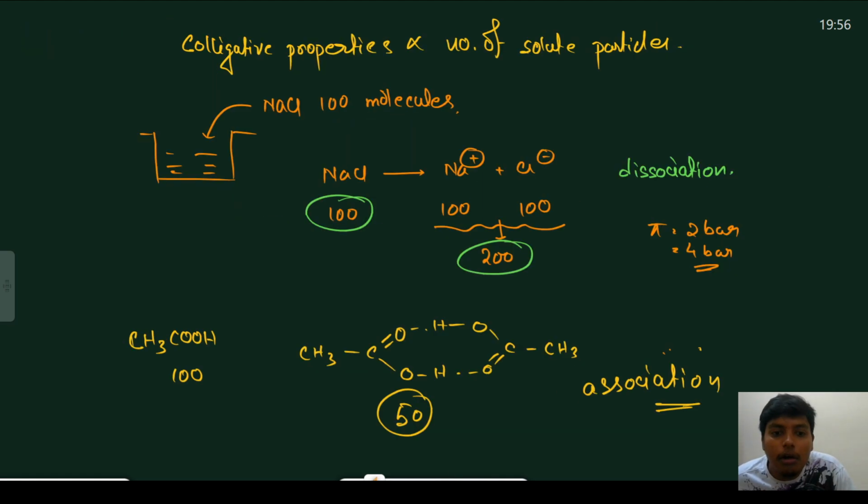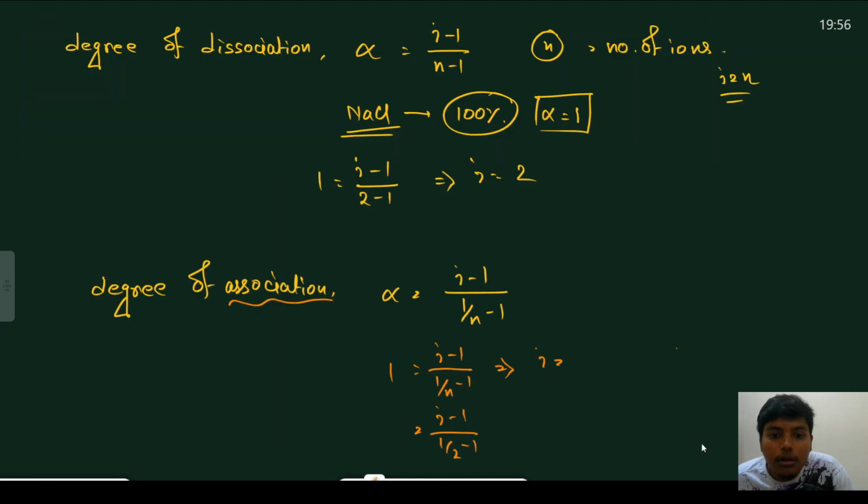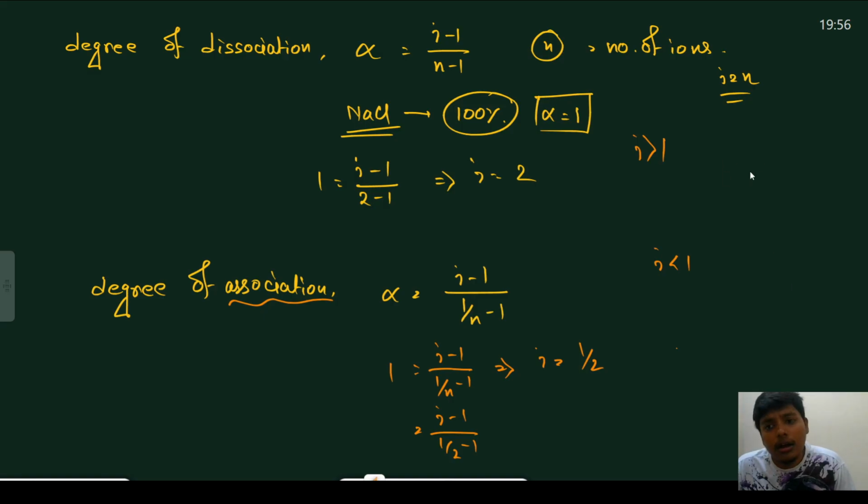See, how am I taking n as 2? 2 molecules associate together, so 1 by 2 minus 1. Clear? So from here you will find that the i value equals half. I value equal to half. So for association, the i value is always less than 1, and for dissociation, the i value is greater than 1.